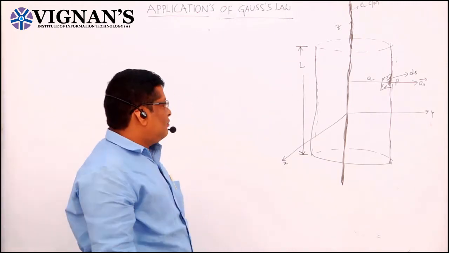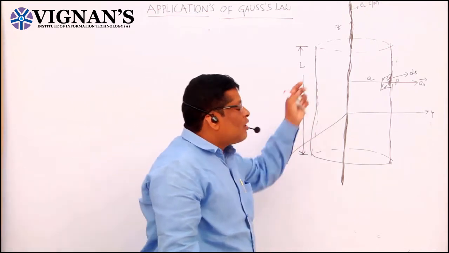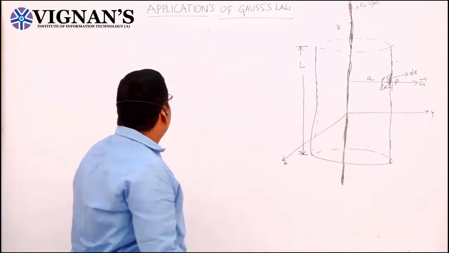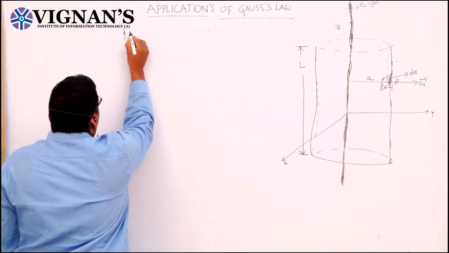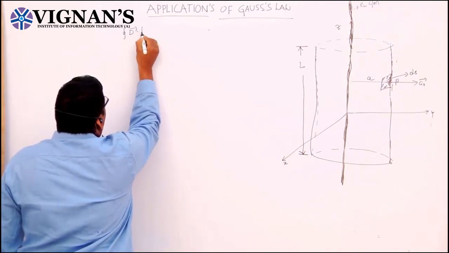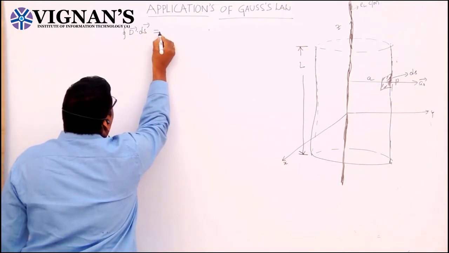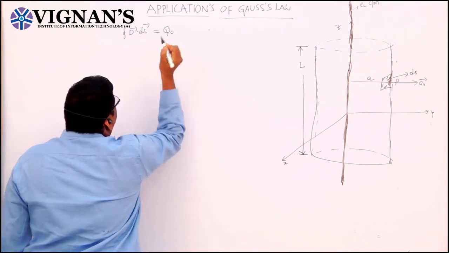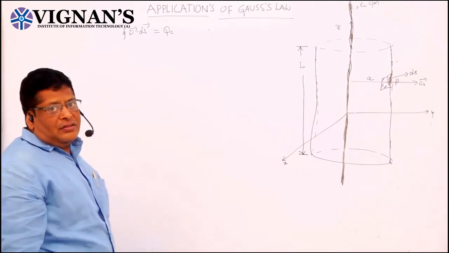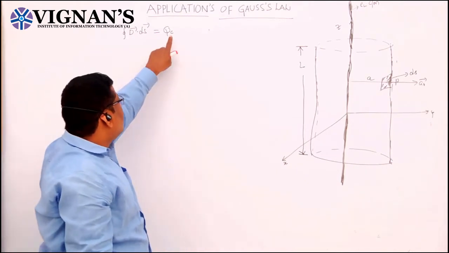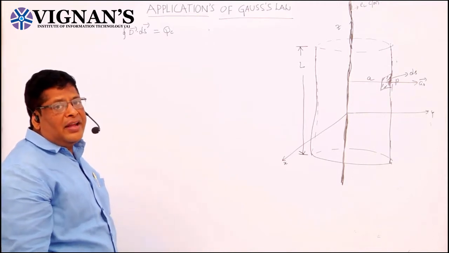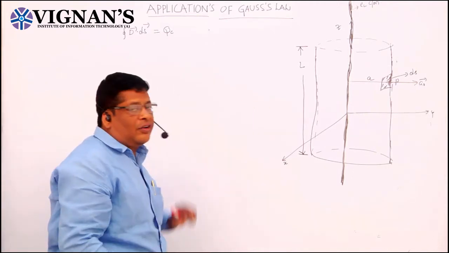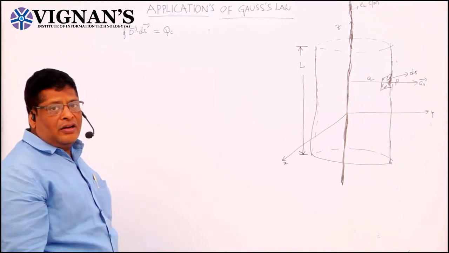Now we are going to apply the Gauss law for this. The surface integral of D bar dot dS bar equals the charge enclosed by the Gaussian surface. To represent the enclosed charge, we have taken Q suffix c, nothing but the charge enclosed by the Gaussian surface.